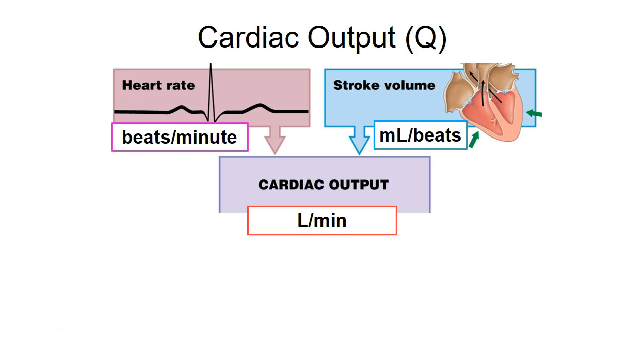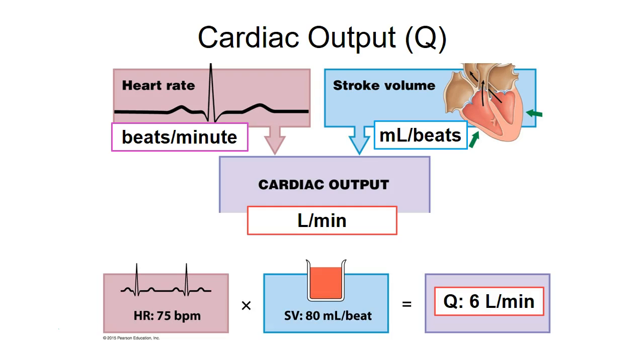If we know how many milliliters got ejected per beat and know how many beats are in a minute, we can figure out how much total volume got ejected, right? Okay, so basically what we do is we just multiply those two together to get cardiac output Q. All right, so I'm going to do a little bit of board work here.